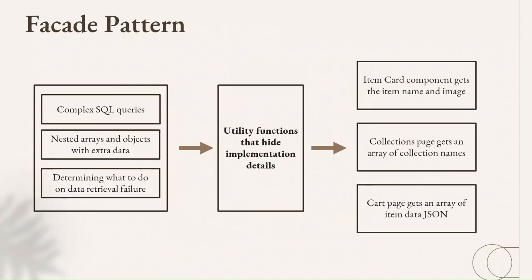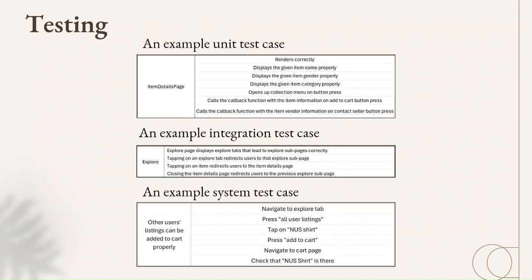We also utilize the facade pattern, where there is a simplified interface abstracting away the complex implementation details of what that interface is doing. To get specific pieces of data from the backend, we need to write complex SQL queries and then determine what happens on data retrieval, failure, or success. Our utility functions hide this detail from its users, which in this case are the components that require these data, and enables the users to simply call and retrieve the prepared data from these functions. This helps in separating concerns and makes the code more readable.